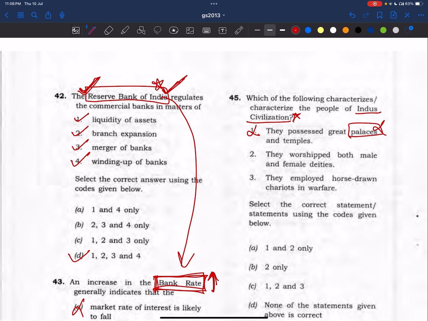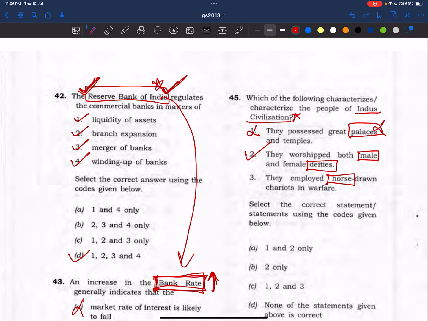Now, see, second statement. They worship both male and female deities. See here, we have seen in NCERT books, the Pashupati Mahadeva seal and the female deity. We have seen the Mother Goddess, right? So statement 2 is correct. Now, they employed horse-drawn chariots in warfare. No, friends, the horse is not known to the Indus Valley civilization people in general, right? In Surkotada, I think, horse bones have been found.